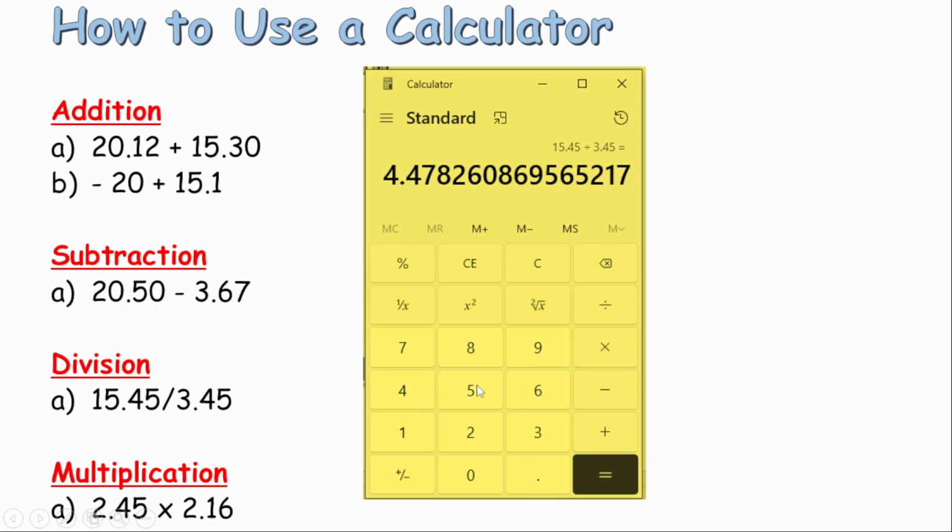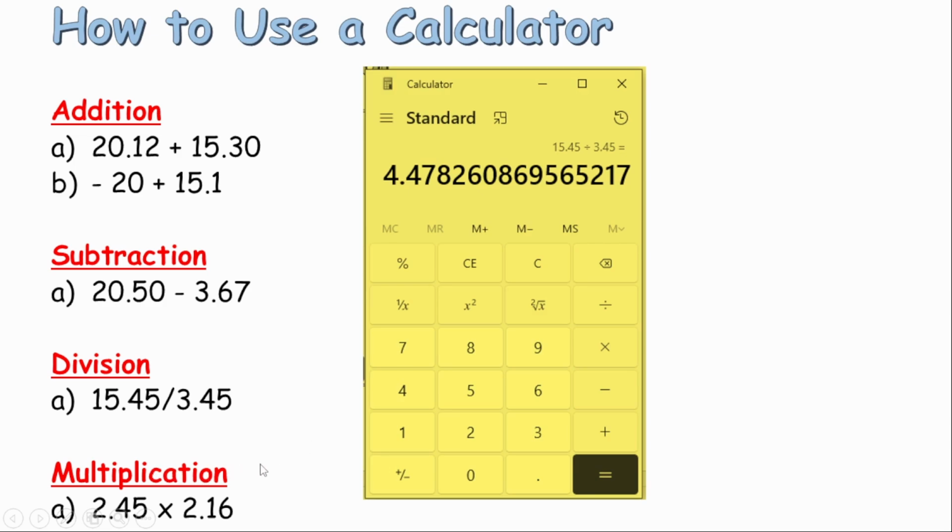3.45, and the question that we have typed in is shown here, and the final answer becomes 4.4782 as our final answer. So that explains division. Now let's go to the next mathematical operation.